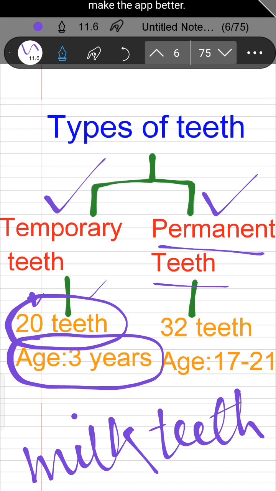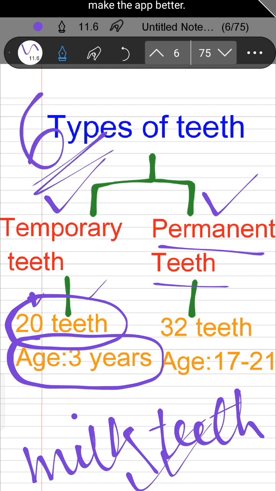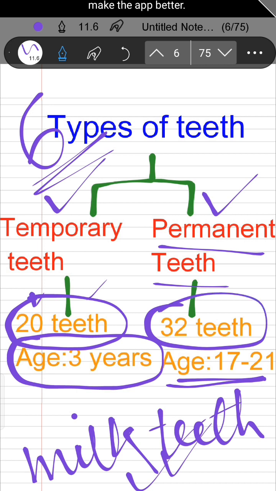Now, permanent teeth. What are these permanent teeth? These permanent teeth start appearing after the milk teeth or the temporary teeth fall. So at what age does this happen? At the age of 6 years, the temporary teeth start falling and the permanent teeth start appearing. Now between the age of 17 to 21, all the 32 permanent teeth appear in our mouth. Now let's move to the next slide.